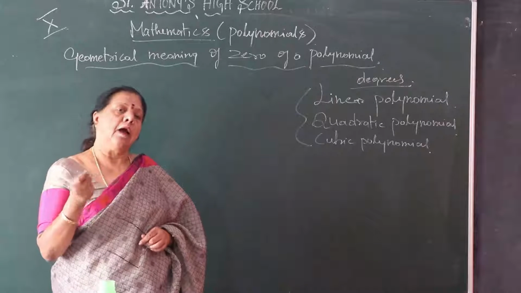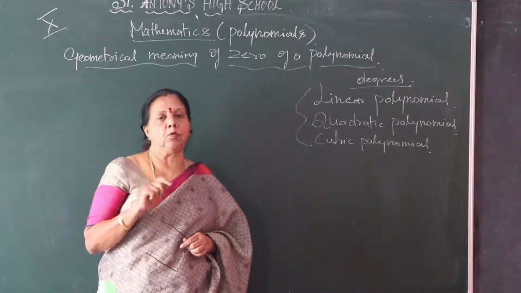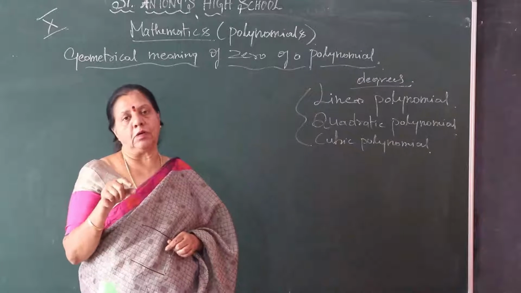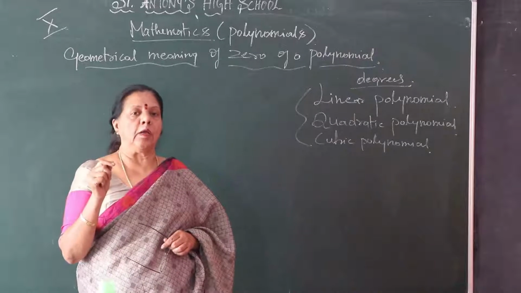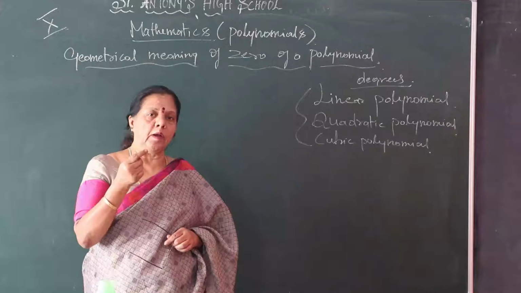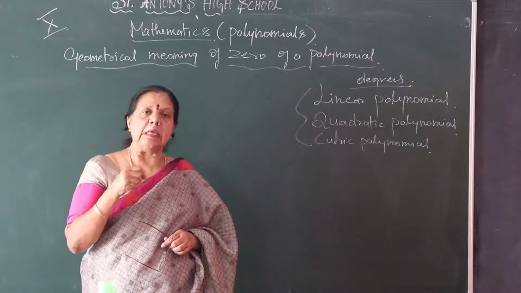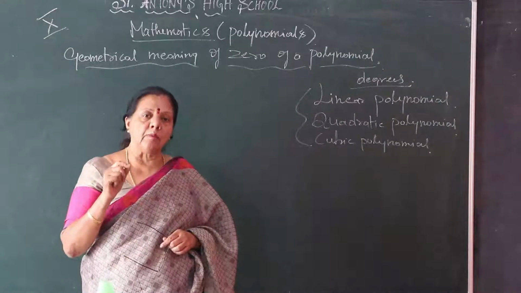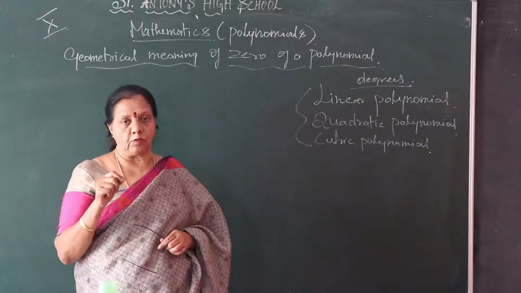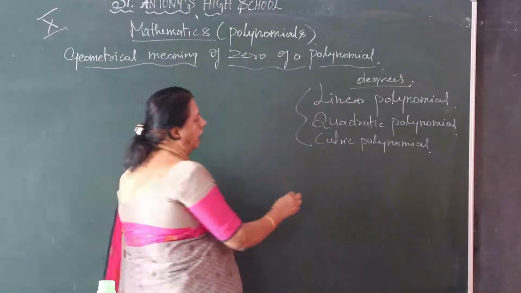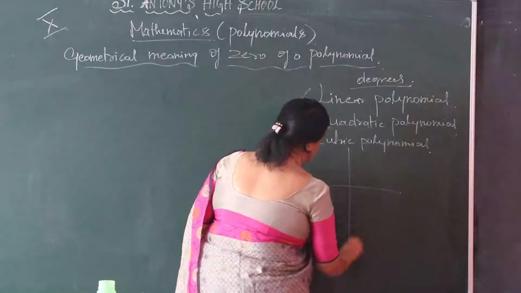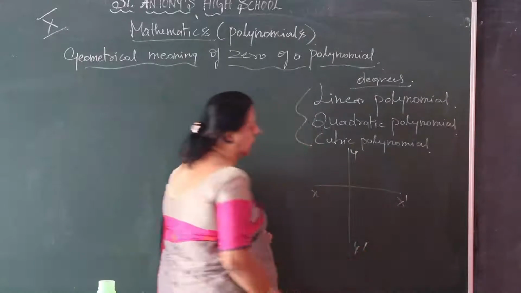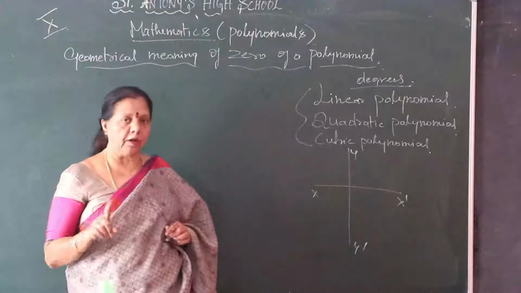Other than these three, you have also learned about the zero polynomial. Zero polynomial means the polynomial becomes zero. You already learned from 6th standard about graphs also, the x axis and y axis.